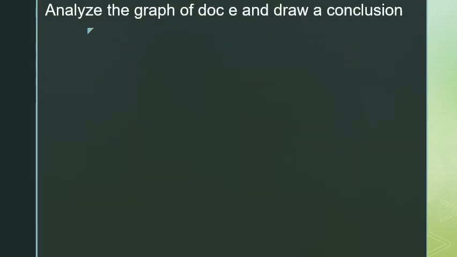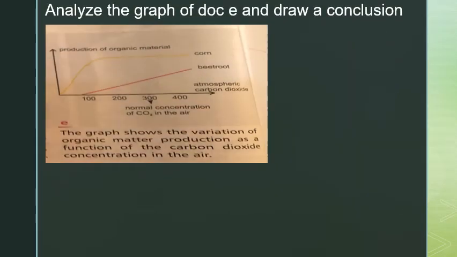Now we are going to start with analyzing the graph of document A. When analyzing a graph, we are going first to look at the title. The graph shows the variation of organic matter production as a function of the carbon dioxide concentration in the air. In the x-axis, the horizontal one, we have the concentration of carbon dioxide in the air. And in the y-axis, the vertical one, we have the production of organic matter.